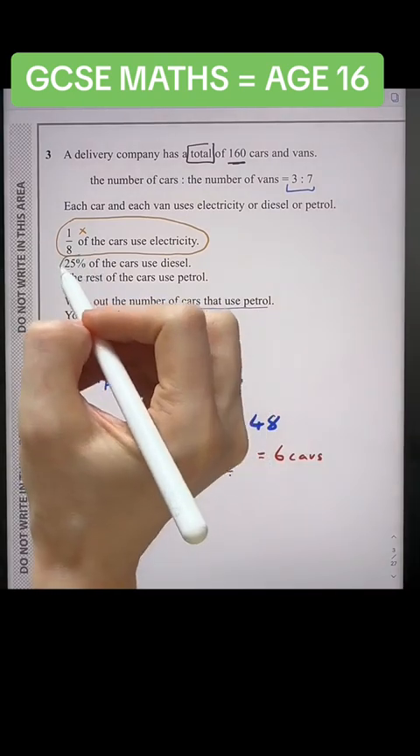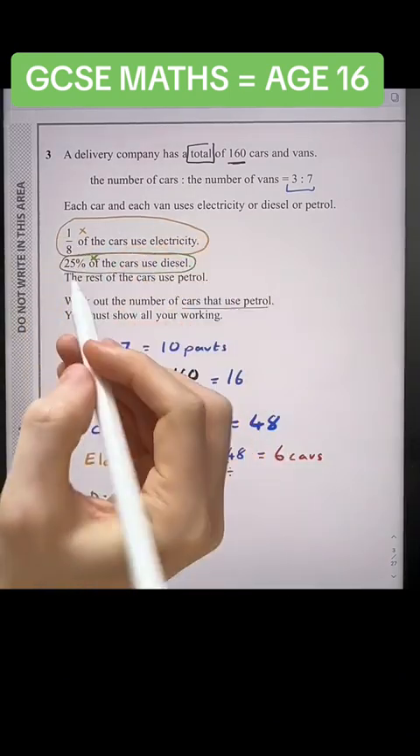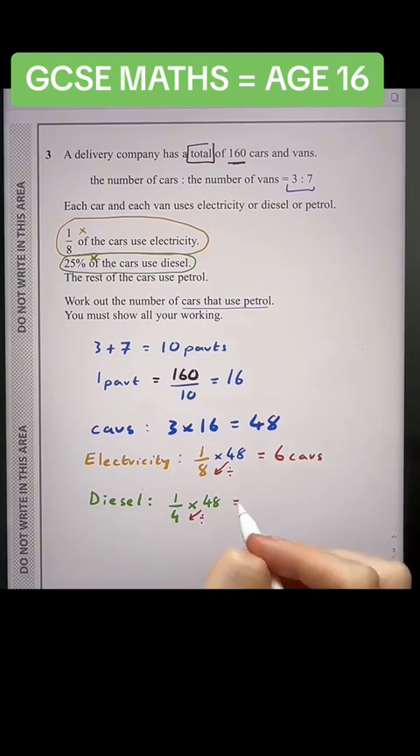I know that 25% of the cars use diesel. And again, of in mathematics means to multiply. 25% as a fraction is a quarter. So I've got a quarter multiplied by the number of cars, which again is 48. Again, we calculate a fractional amount. We always divide by the bottom and times by the top. Well, 48 divided by 4 gives us 12. And 12 times 1 gives us 12. So therefore 12 cars are diesel.